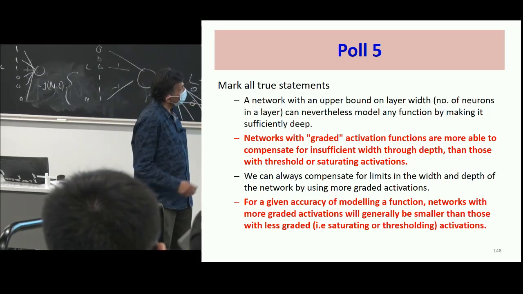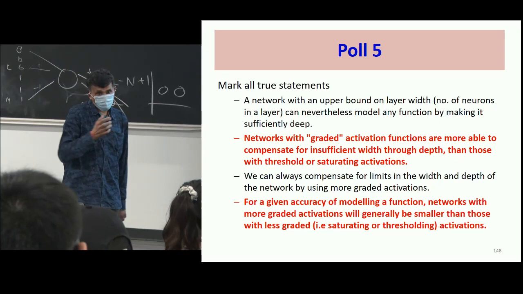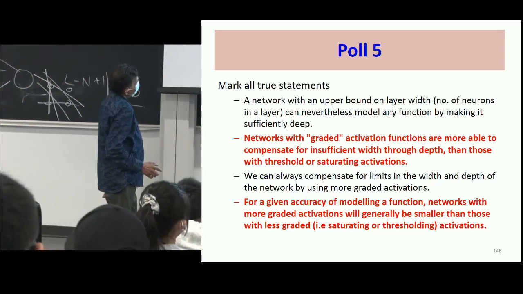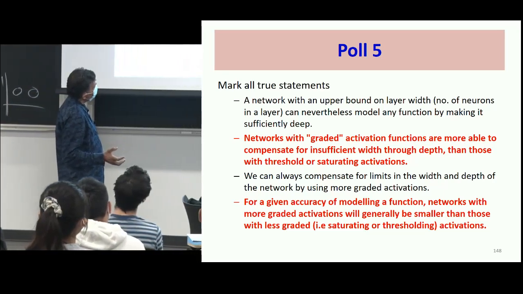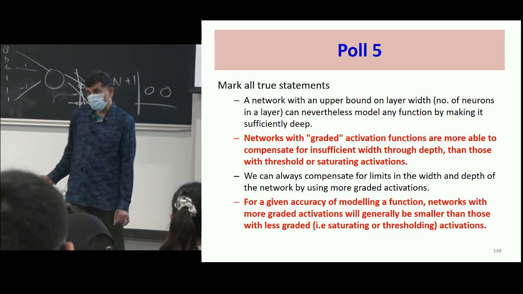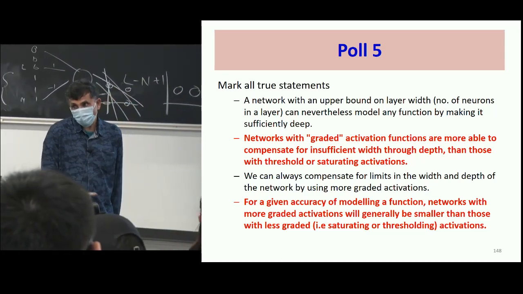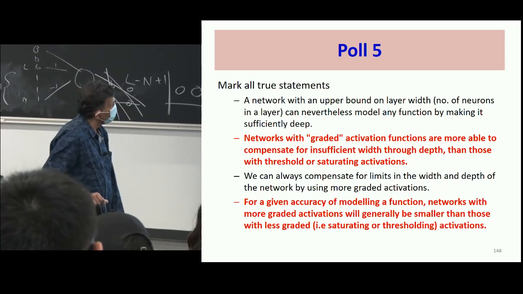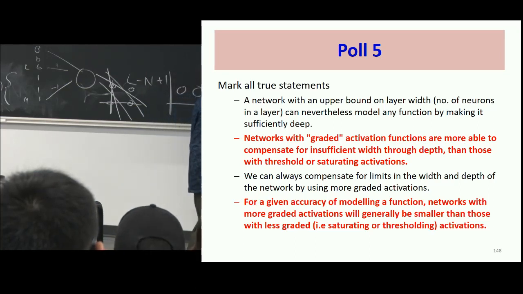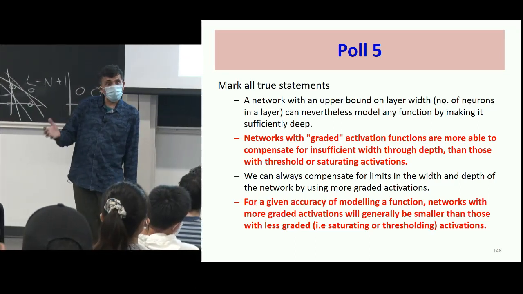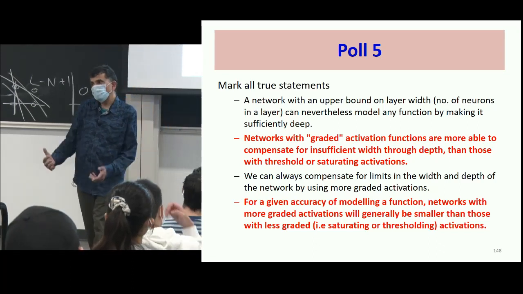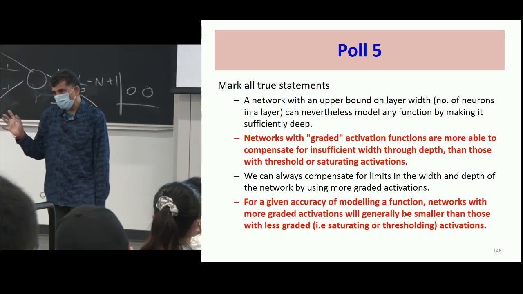Networks with graded activation functions are more able to compensate for insufficient width through depth. This we agreed, right? Now, can we always compensate for limits in the width and depth of the network by using more graded activations? No, you cannot make any claims about always. It just improves your chances, right? We have proved nothing that it's always possible. For a given accuracy of modeling a function, a network with more graded activations will generally be smaller than those with less graded activations, because you're conveying more information through the network. Right. Questions, anybody?